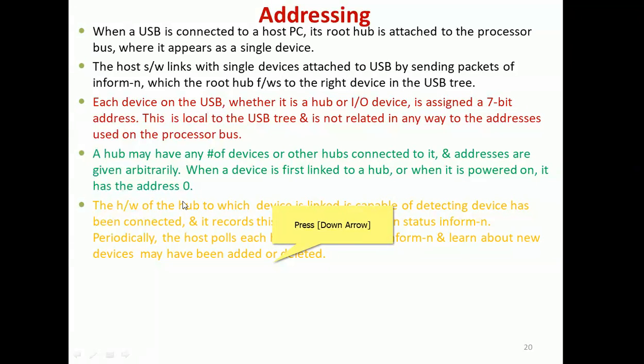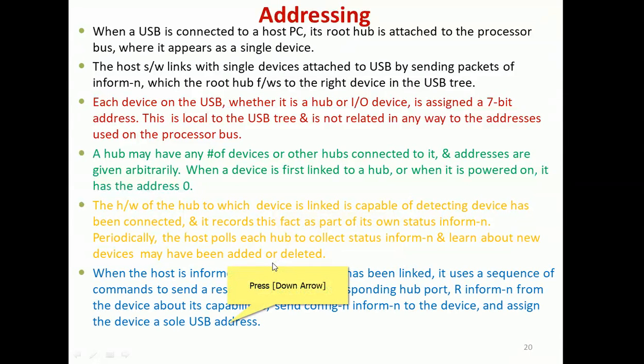By the polling mechanism it will collect the information and learn how new devices may have been added or deleted. Some devices not used for a long time can be deleted, or conversely, new devices can be added. When you plug a USB into your system, it appears in a particular tree structure as a removable disk, as we experience, and that will create an instant ID for it, when the host is informed that a new device is linked.